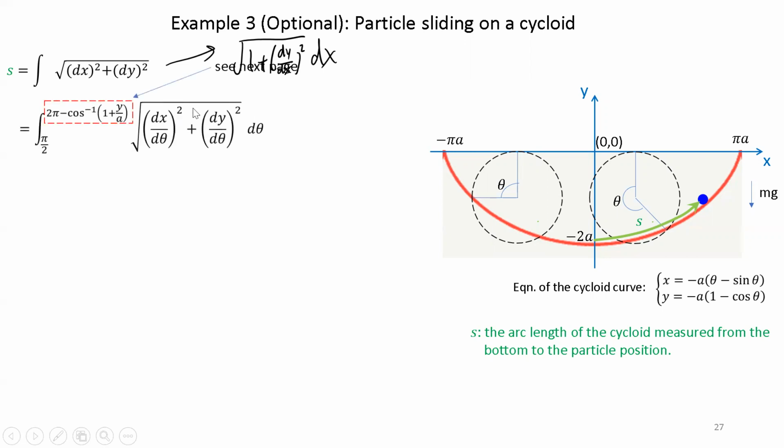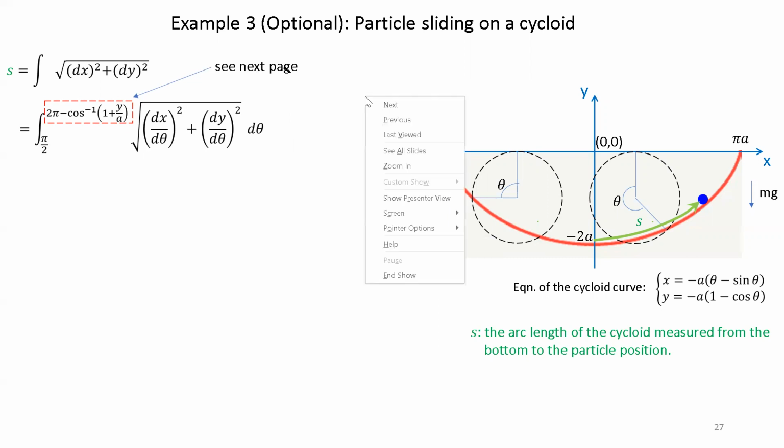That is, I'm going to use theta as my integration variable. Why is it convenient? Because my x and y are already expressed in terms of this parametric form in theta. So that's why it's convenient to express this whole integral as an integral over theta. And I have this lower limit and upper limit that I will explain.